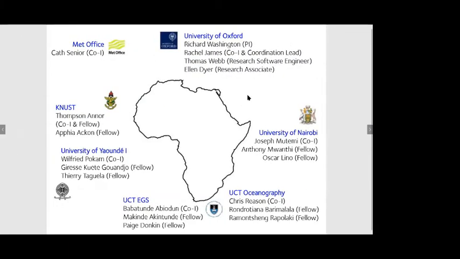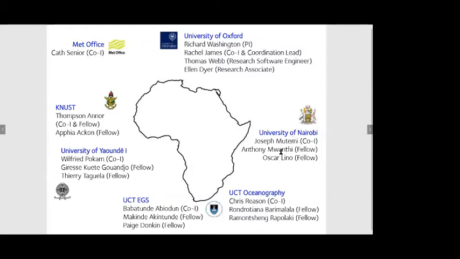So this is our team. As I said, the project's being led from Oxford, but with a leadership team including Kath Senior, and 4 African universities with 5 co-investigators from the Kwame Nkrumah University of Science and Technology in Ghana, University of Yaoundé in Cameroon, 2 groups in University of Cape Town, that's Environmental and Geographical Sciences and Oceanography, and the University of Nairobi in Kenya. And each of those groups has 2 fellows.